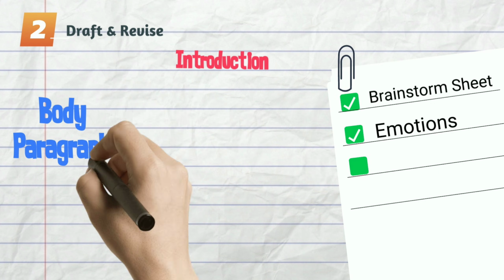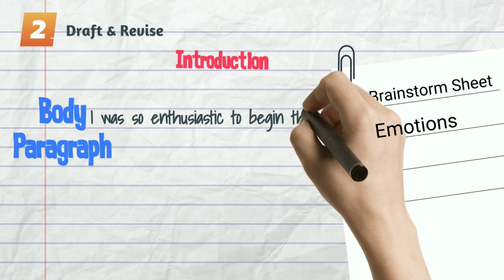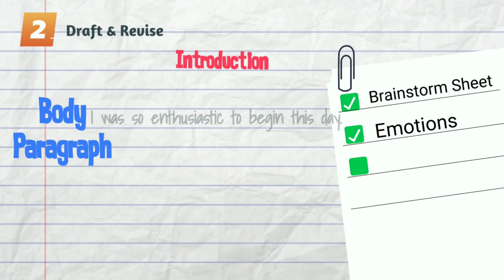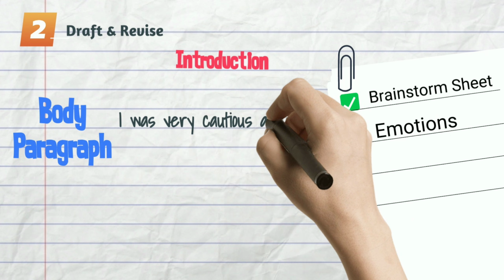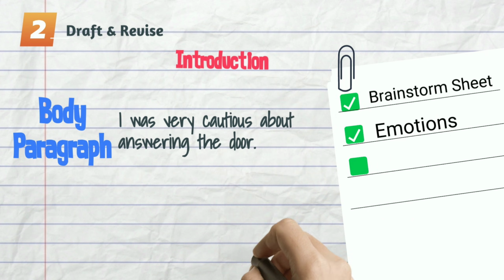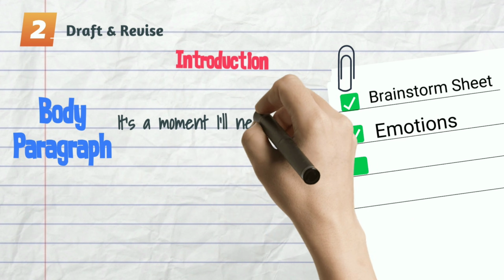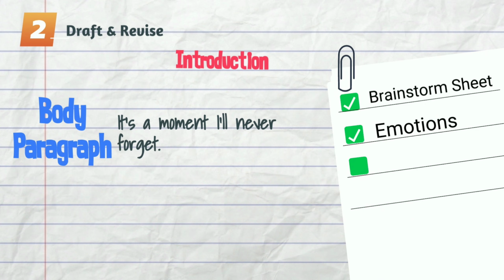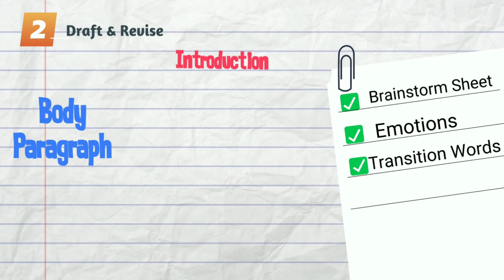I was so enthusiastic to begin this day. I was very cautious about answering the door. It's a moment I'll never forget. Use transition words to relate ideas and sentences, and use chronological transition words to describe the sequence of events. First, next, then, and last.